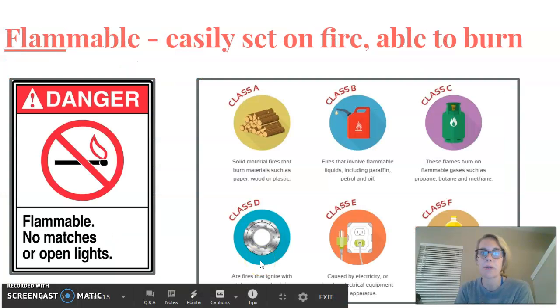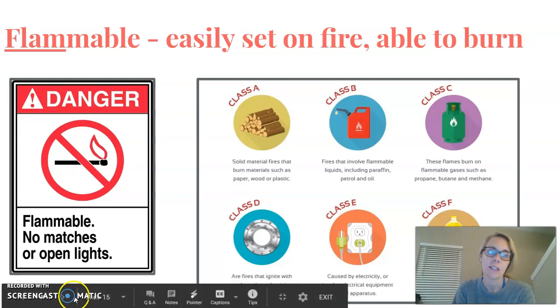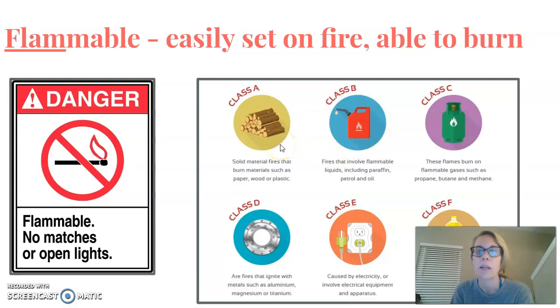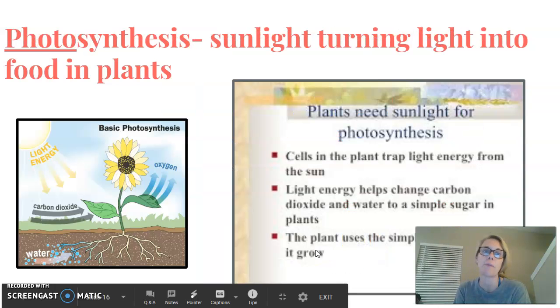Next word, flammable. Say flammable. The root is flam. Flam means fire or flame. So the word flammable is something that's easily set on fire or able to burn. So don't play with matches because it's flammable. And as you can see here, there is a list of different things that can be considered flammable. Gas, propane, wood, I don't really know what this is, aluminum, cooking oils. So some of these things are flammable.